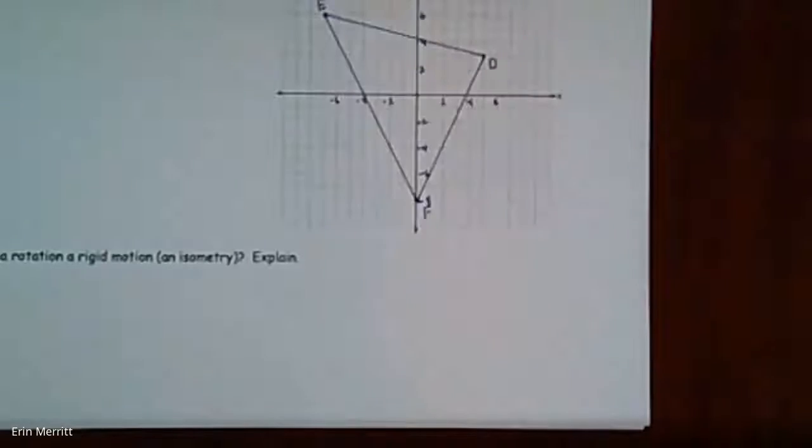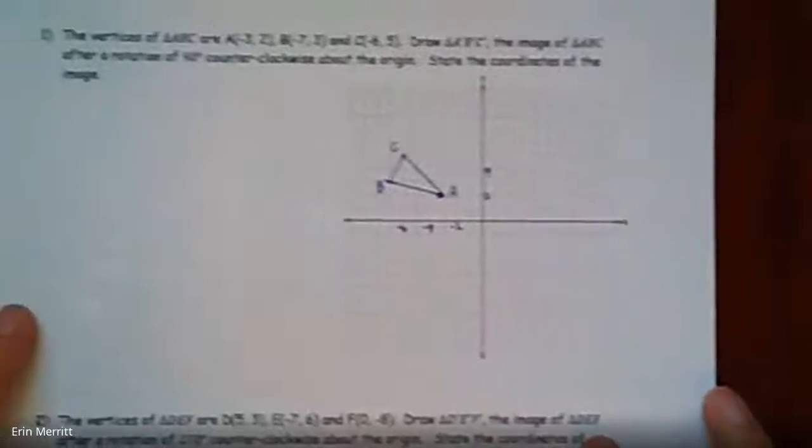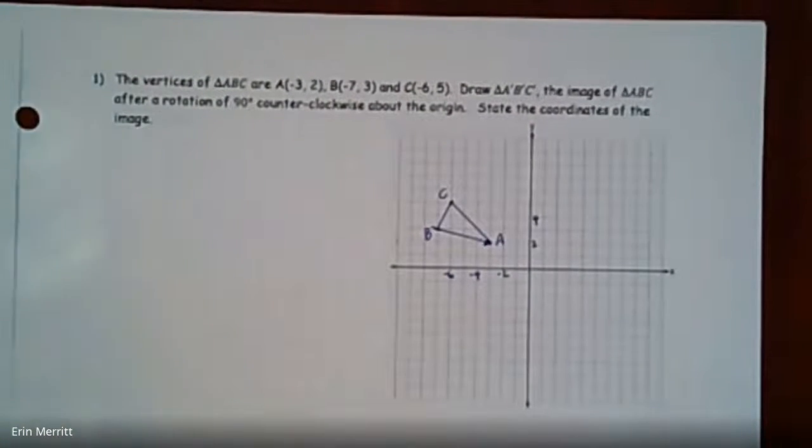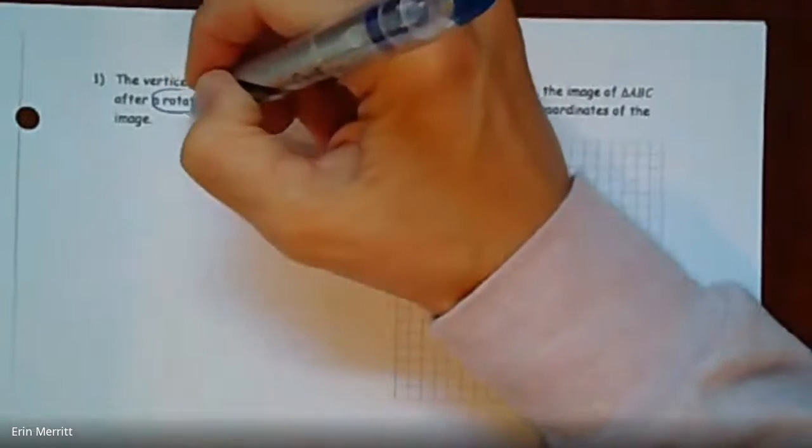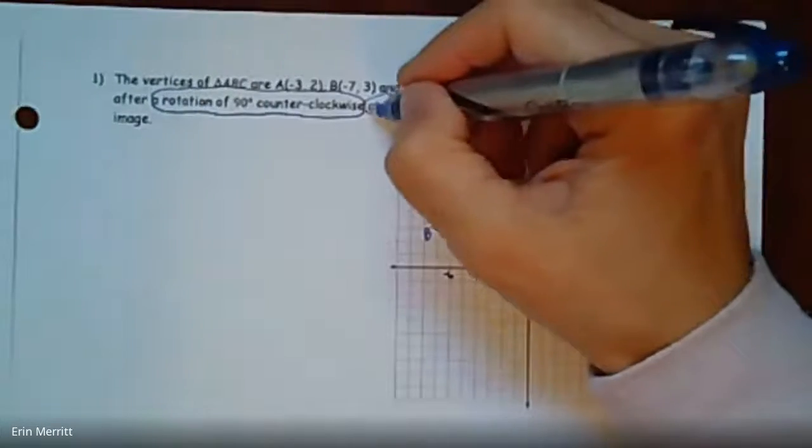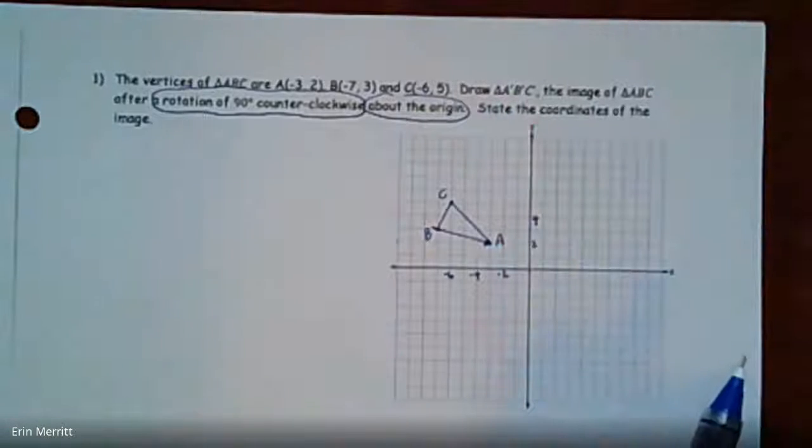So moving on to the next page here. On the next page, I graphed mine already. If you want to pause the video to graph yours, go ahead. Otherwise, it starts you with triangle ABC and says, all right, let's draw the image A prime, B prime, C prime after a rotation of 90 degrees counterclockwise. Whoops, there's more about the origin. So all of that is important.